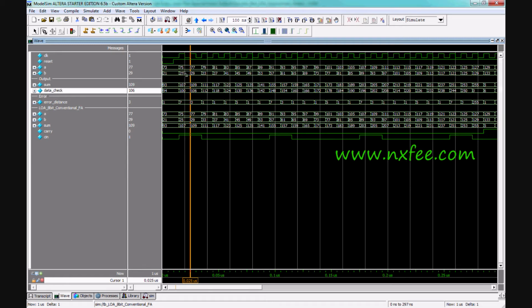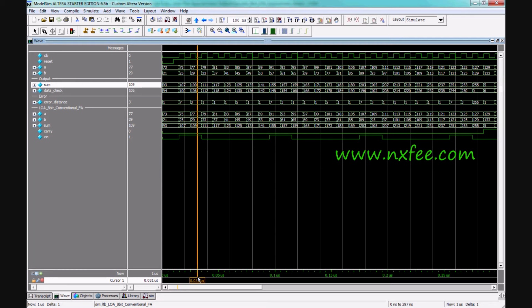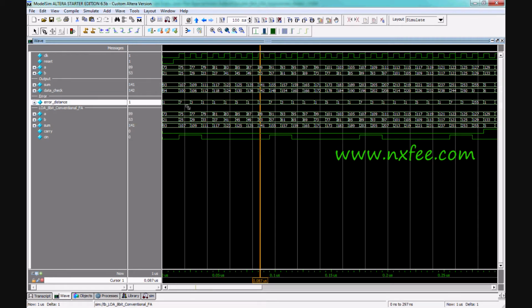Okay, 75 plus 25, but this sum value of LOA will provide 107, 109, 111. You can check all the values. 77 plus 29. Okay, and you can check the error distance. Okay, 73, 11111. So this is the LOA architecture.